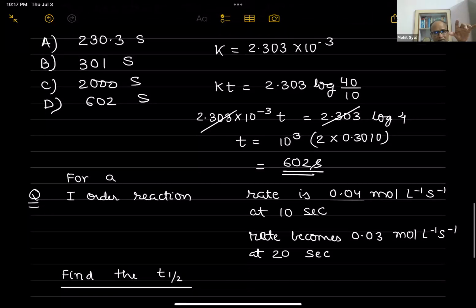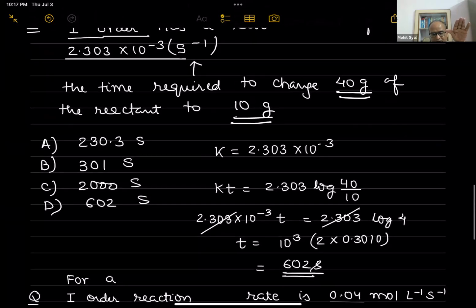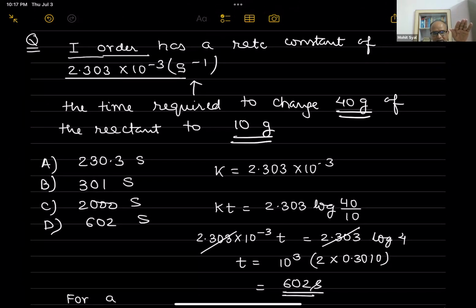Sir, I got disconnected. The previous question? Yeah, the previous question. Should I explain it again? Okay, I will take a second, Ibrahim, and we will start the discussion again. So the rate constant K is given, and this is the mass given. Mass and concentration are directly related, so you can put it directly in the integrated rate law. Got it?